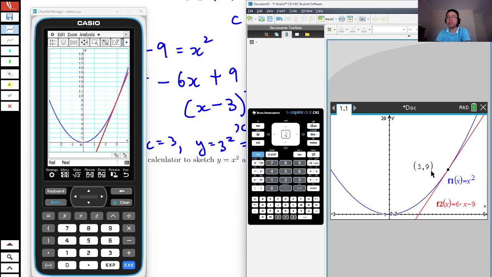If you want a precise point of intersection, I recommend just using the simultaneous equation solver on your CAS. But if your question just asks for decimals, you can probably get away with just doing it on the calculator in the graphing window for the intersection. Okay, so I hope it was helpful.